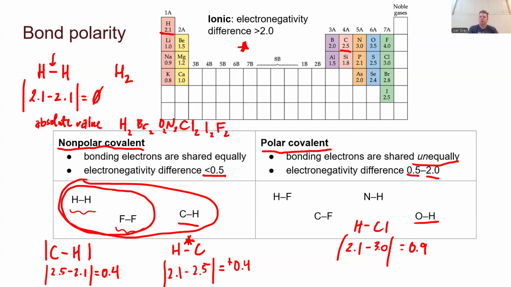O-H. Well, O-H is 3.5 minus 2.1, and that equals 1.4. Well, that falls within 0.5 and 2.0. So that is an example of a polar covalent bond. Now, if we want to, we can look at something, let's say Cl and K.